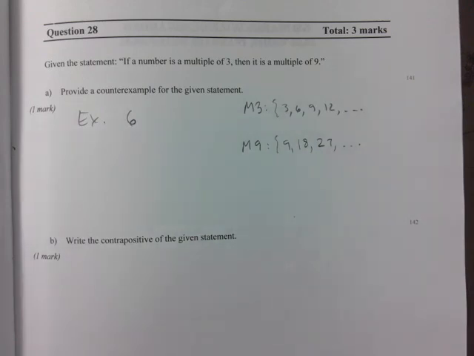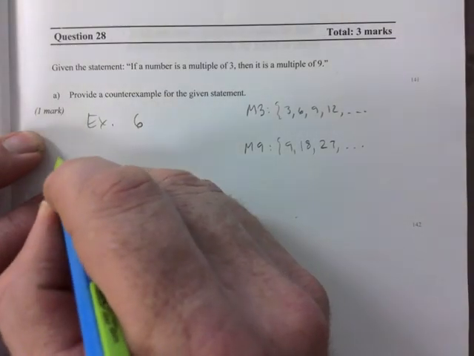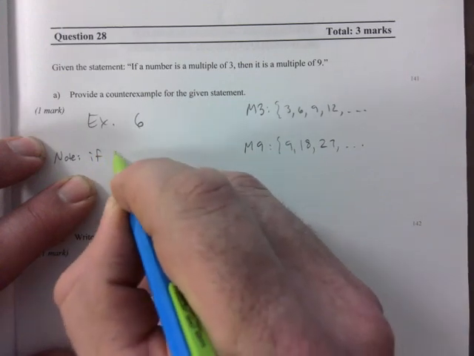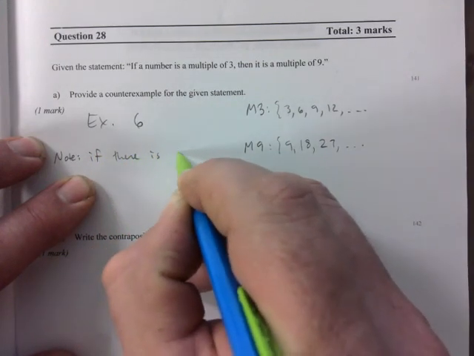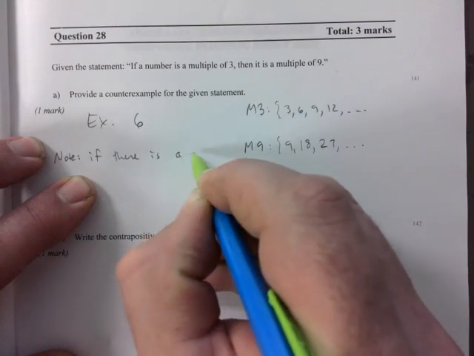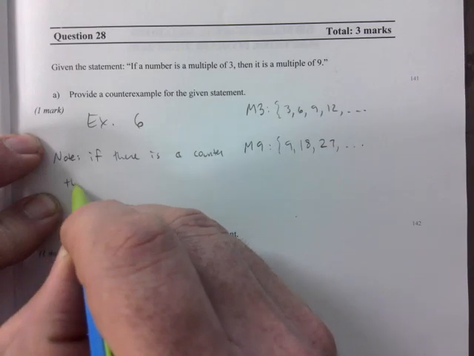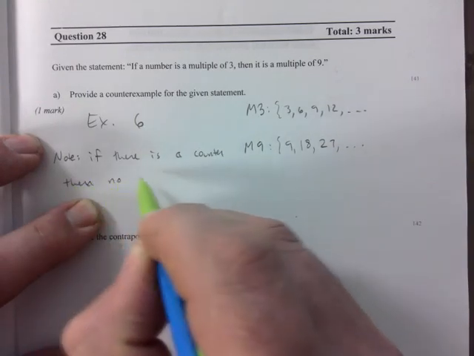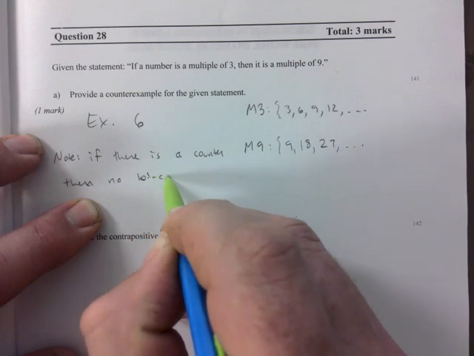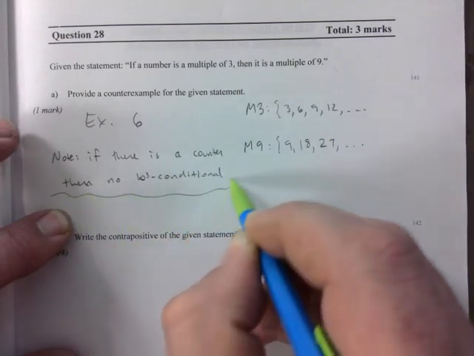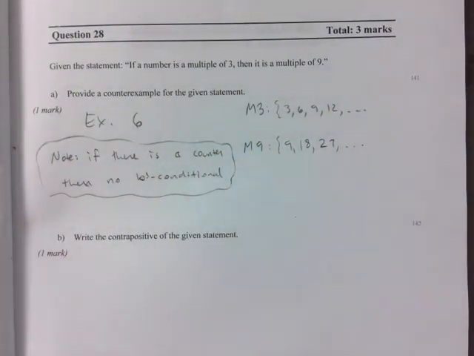So I will just say this. A note: if there is a counterexample, then no biconditional. There's no way to write a biconditional statement if there's a counterexample.